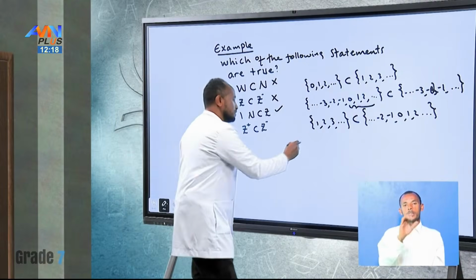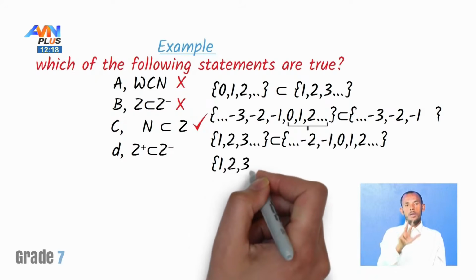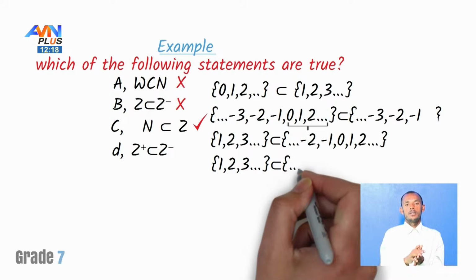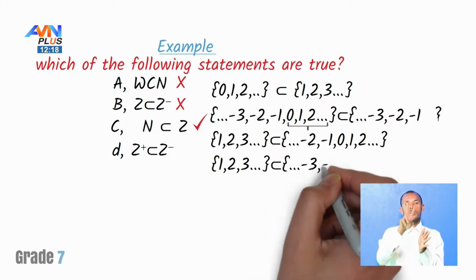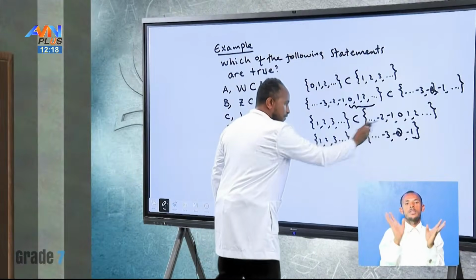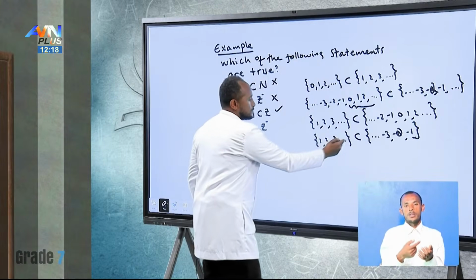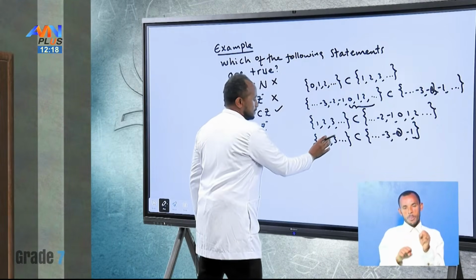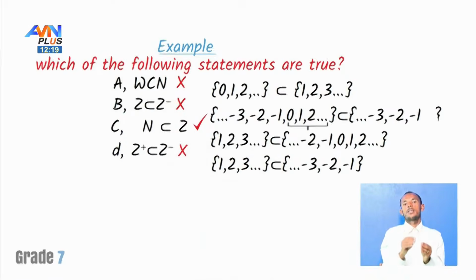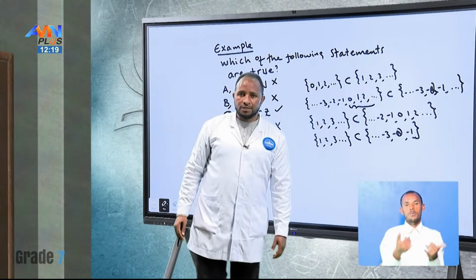Here, positive integers, 1, 2, 3, and so on. Negative integers, -3, -2, -1. Are all these elements found here? No, they are not found there. Therefore, this set is not a proper subset of the second set. So this one is also wrong. The correct answer is C. So this is all about today's lesson.